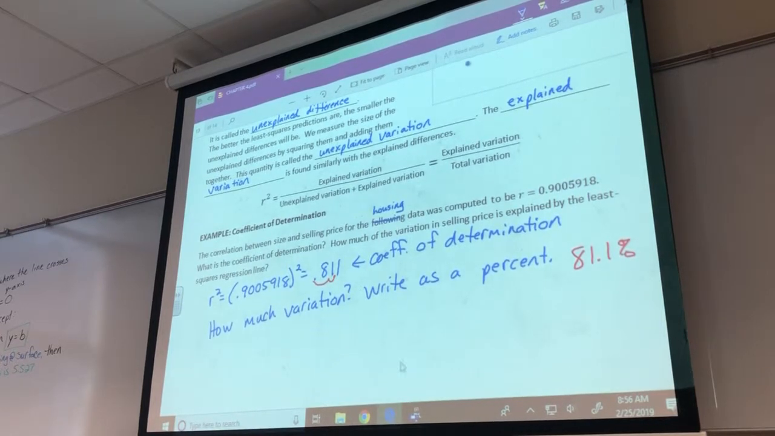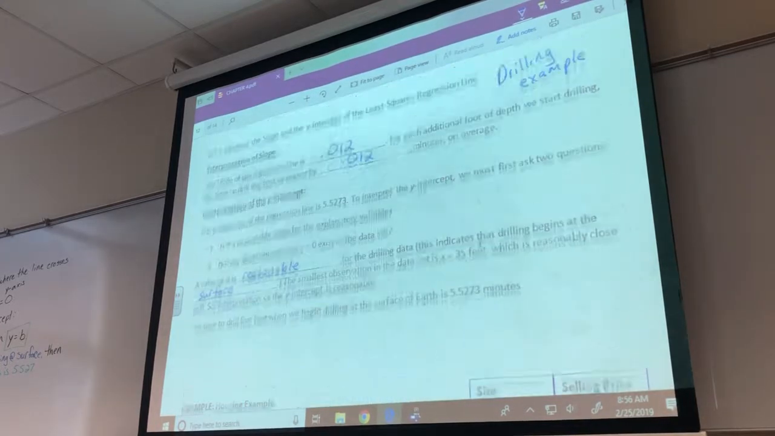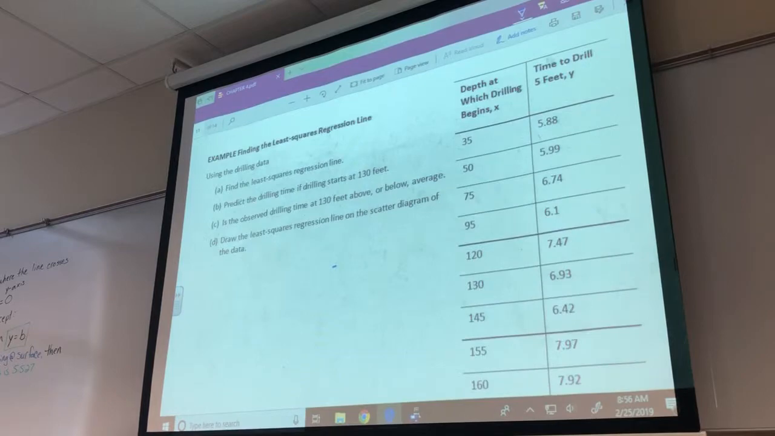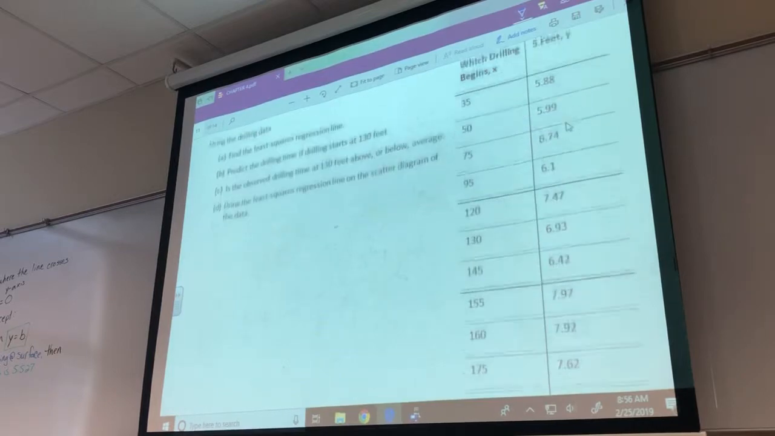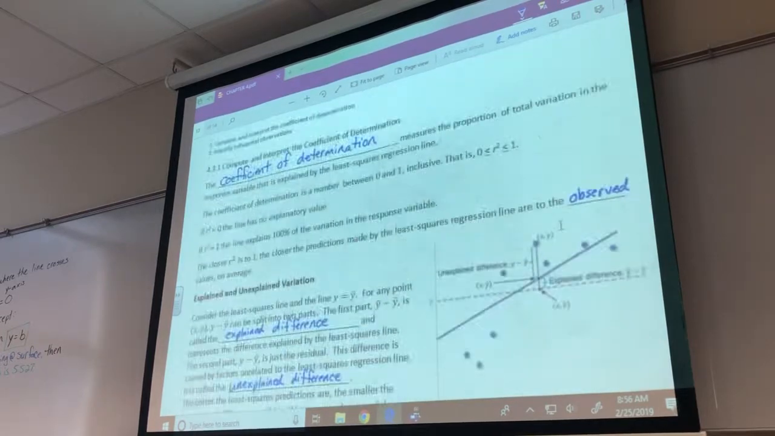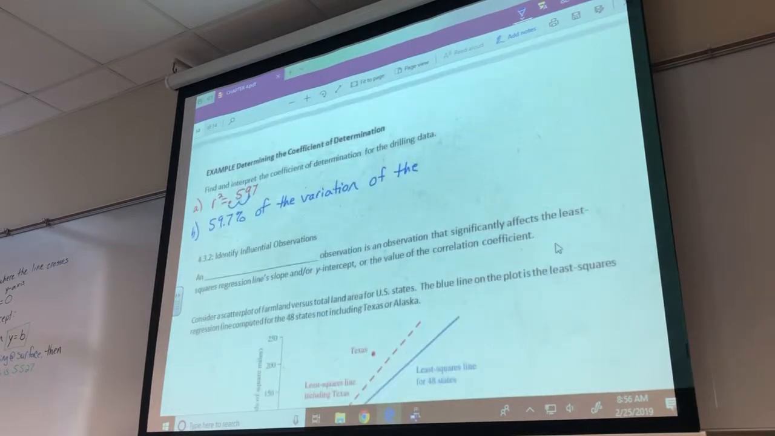So up here they said selling price. Your selling price was your y value. Here we go. So if I look at my y value, it's going to be the time to drill. So down here, when you say the variation of the time to drill, it's time to drill is explained by the least squares regression line.